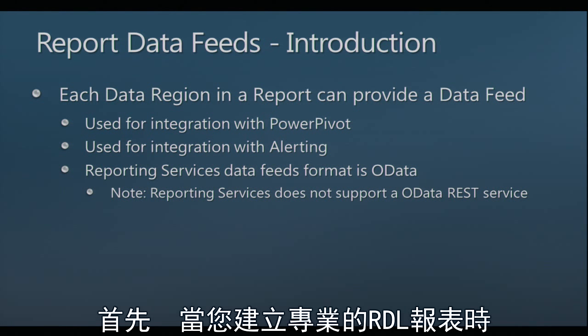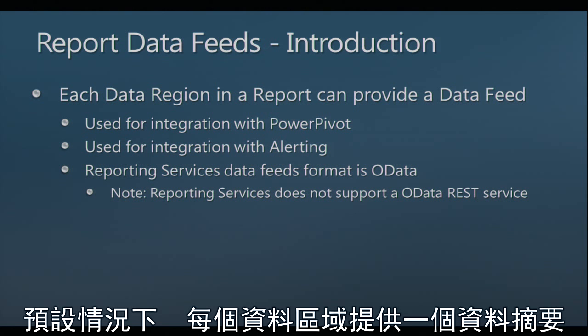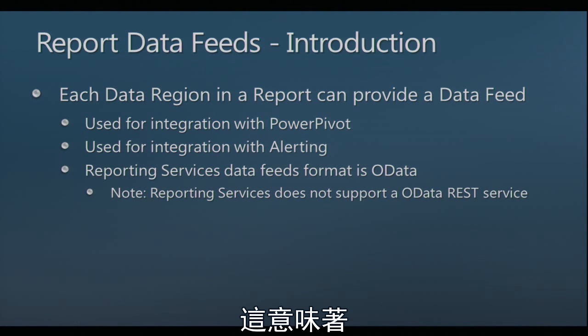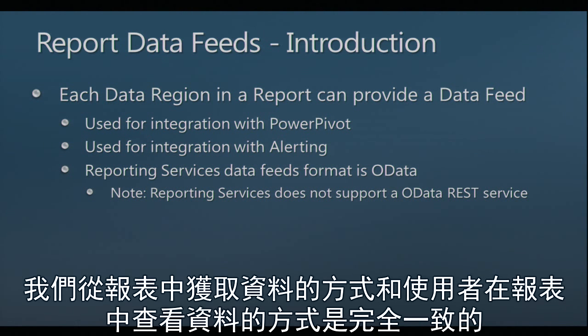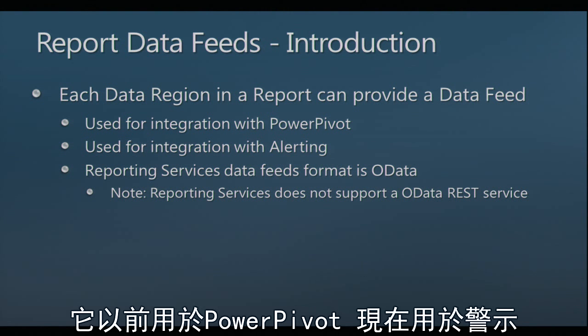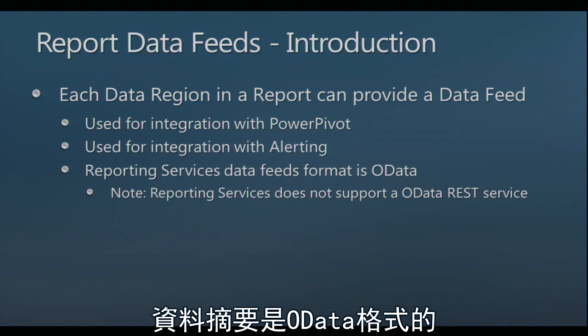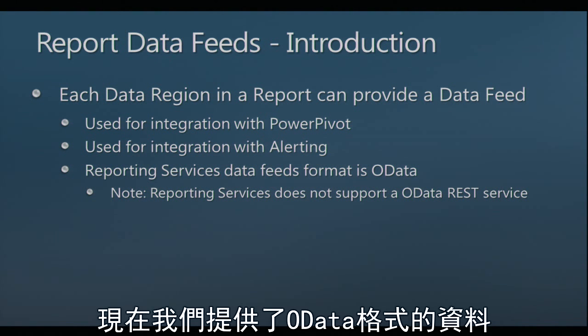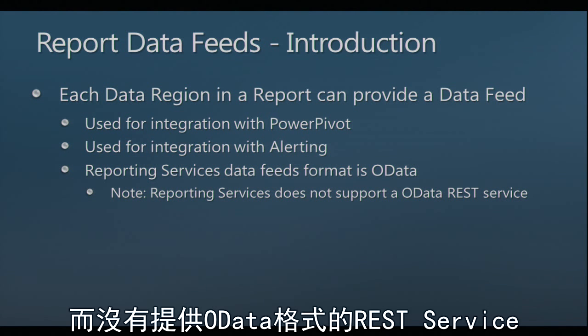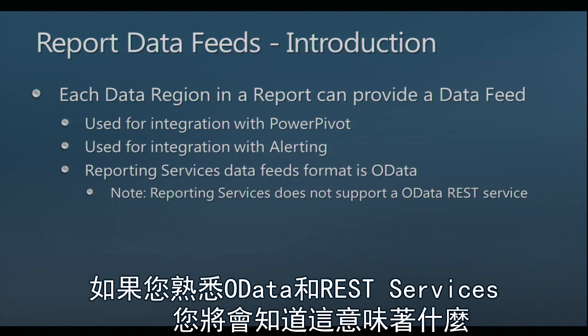So the first thing to say is that when you create a professional RDL report, each of the data regions, by default, provides a data feed. What that means is that we can get the data out of the report exactly the way the user saw it when they were viewing it. It's used for Power Pivot, and now it's used for alerting. The data feed is in the OData format. We provide the data package in the OData format, but we don't provide a REST service around OData. If you're familiar with OData and REST services, you would understand what that means.